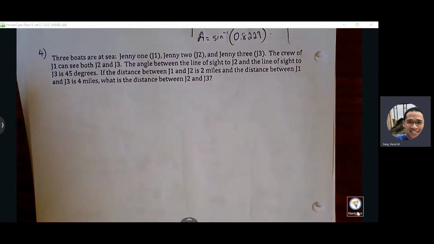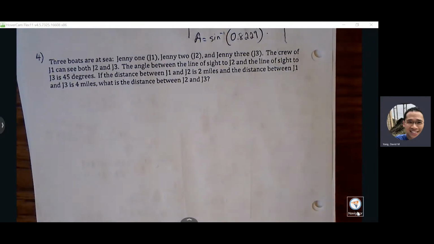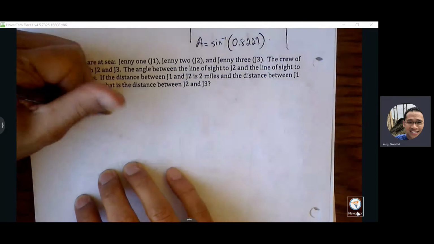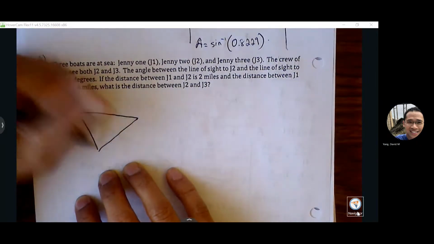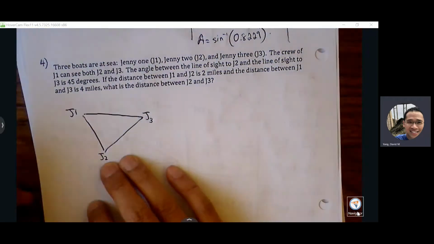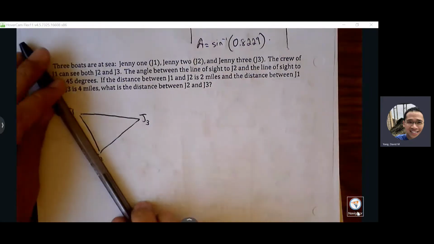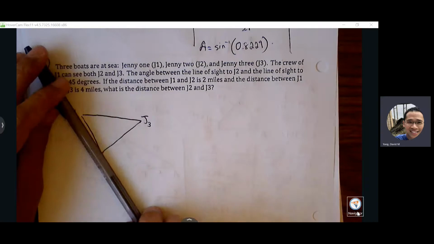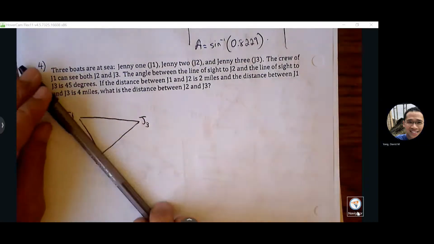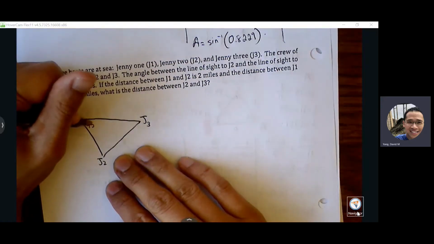Okay, so 3 boats are at sea. We got J1, J2, and J3. So from the perspective of J1 can see both J2 and J3. I'm just going to go ahead and draw my triangle here. So J1, J2, and J3. So J1, the angle between the line of sight to J2, so line of sight is here. So the angle from here to the line of sight to J3 is 45 degrees. So they're telling us that this angle J is 45 degrees.